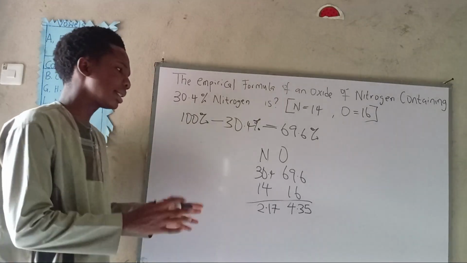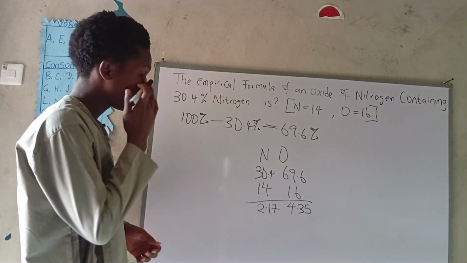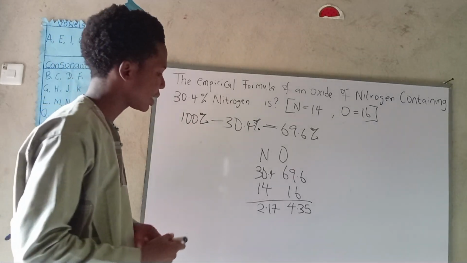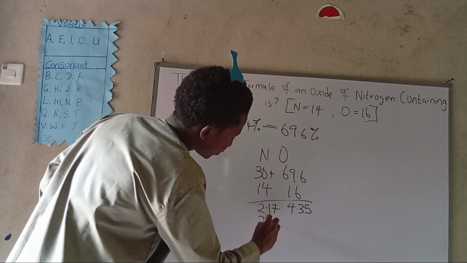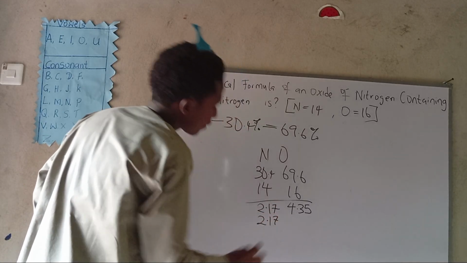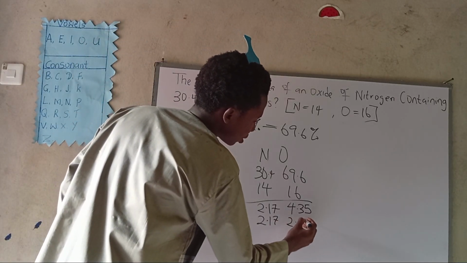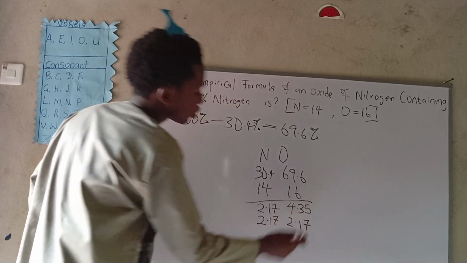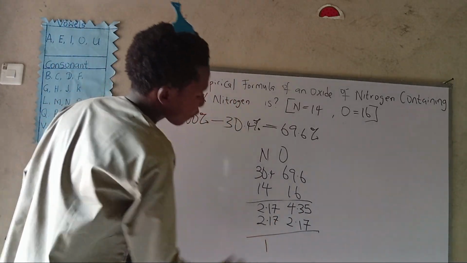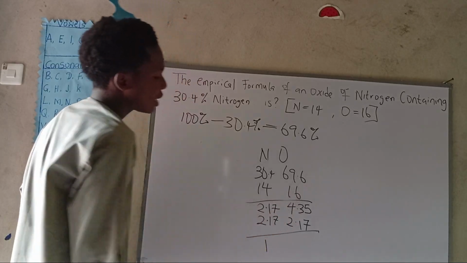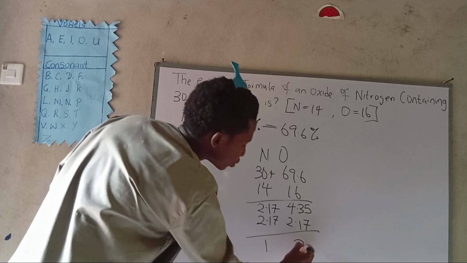Now, after getting this, what do we do next? We have to pick the smallest. That's the next step. We pick 2.17. Now we have to divide through. If 2.17 divides 2.17, we have 1. If 4.35 is divided by 2.17, we'll have 2.